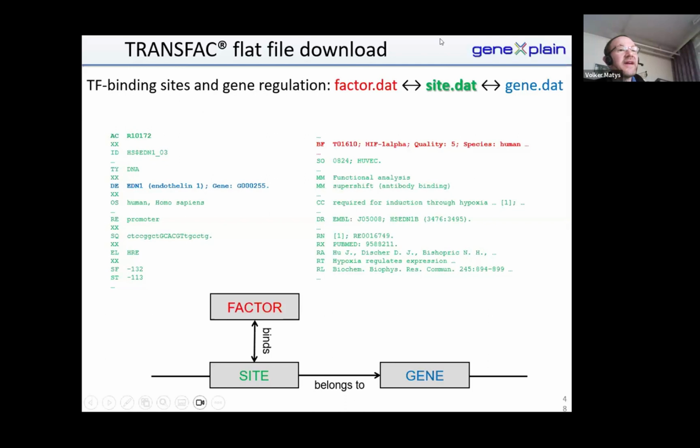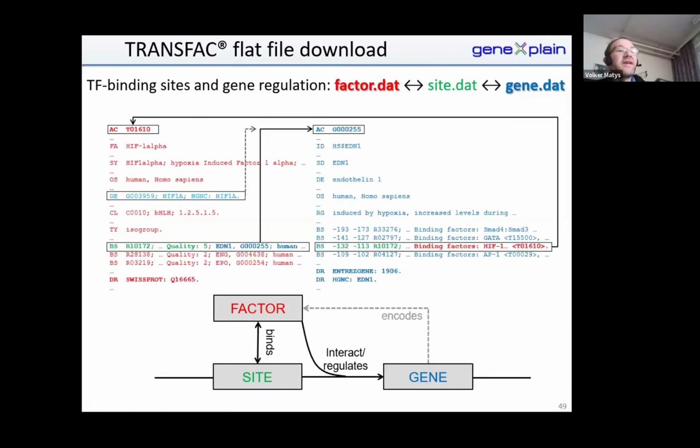This is from the site entry again, and you have a link in the site entry to a factor. So in red here, the binding factor, and in blue here, the gene to which this binding site belongs and which is regulated via that. And here you now have this corresponding factor entry in red, and in blue the corresponding gene entry, which are linked via this binding site.